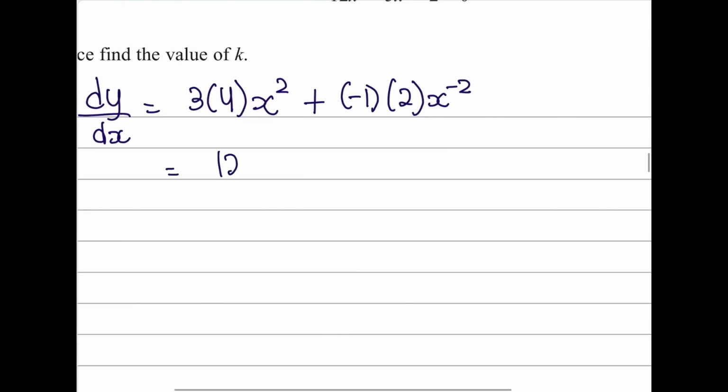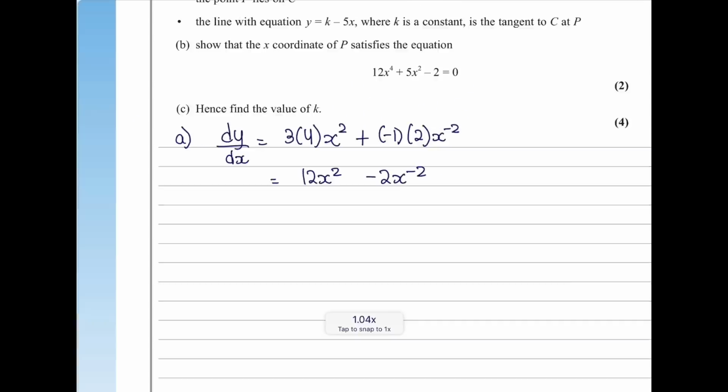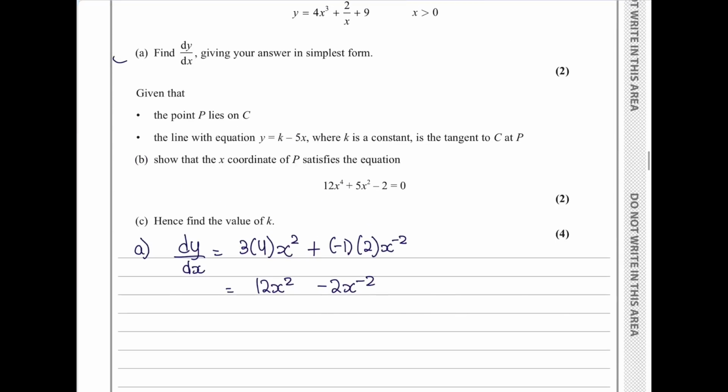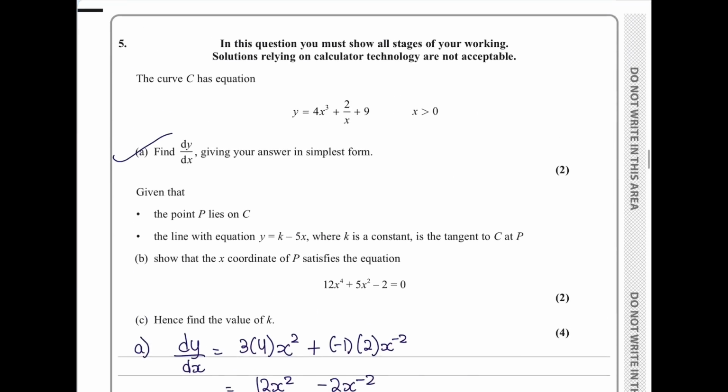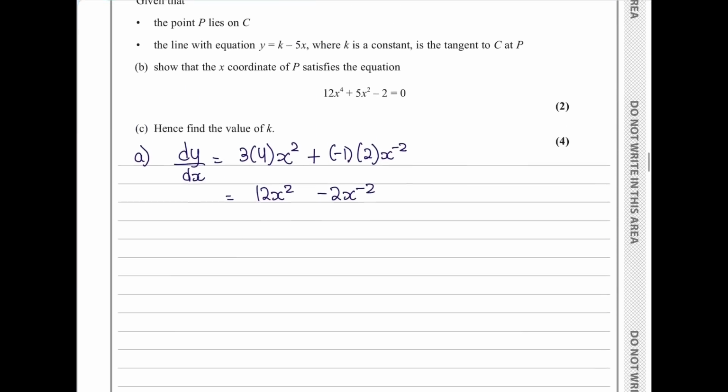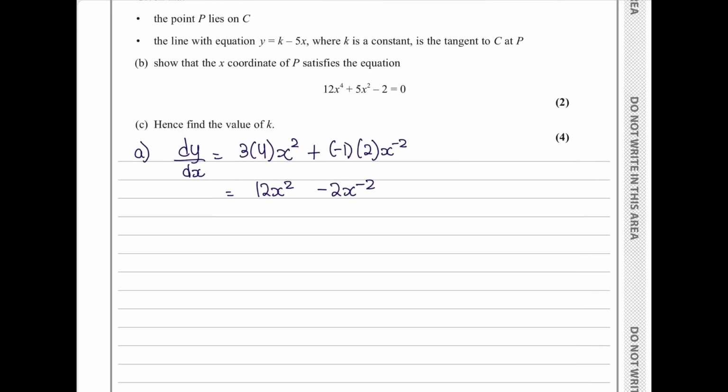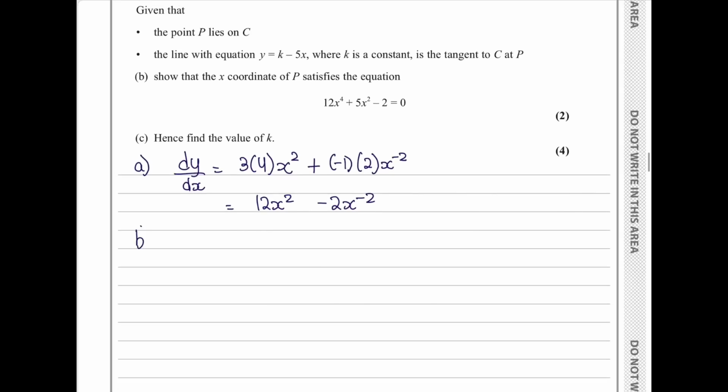So this would be 12x squared minus 2x raised to negative 2. That's dy by dx. Okay, now here it says that there's a point P which lies on this curve C, and the line with the equation y = k minus 5x, where k is a constant, is tangent to C at P. Show that the x coordinate of P satisfies the equation 12x raised to 4 plus 5x squared minus 2 is 0. Now, what they're trying to say is that there's a point on the curve, and the tangent at that point has the equation y = k minus 5x.